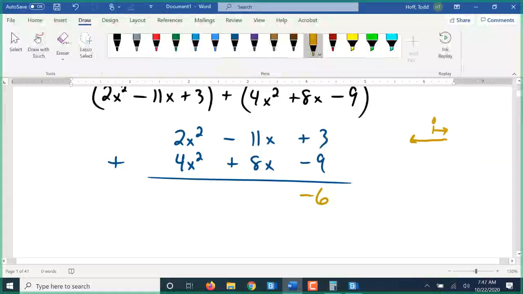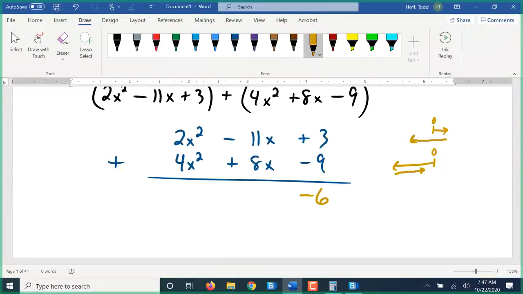Negative 11 plus positive 8. Well, we start at 0. Negative 11 looks like that. Positive 8 goes the opposite direction, but it's shorter. So again, we end up on the negative side. It's the difference between the length of those vectors. The difference between 8 and 11 is 3. That's a negative 3x. 2x squared plus 4x squared is 6x squared. So that result becomes 6x squared minus 3x minus 6.